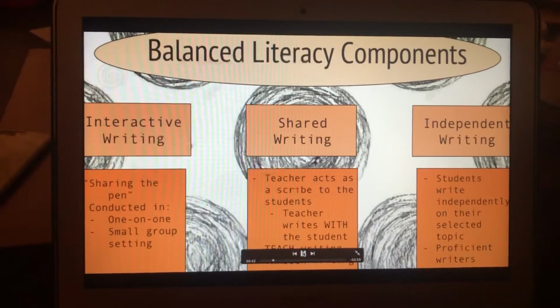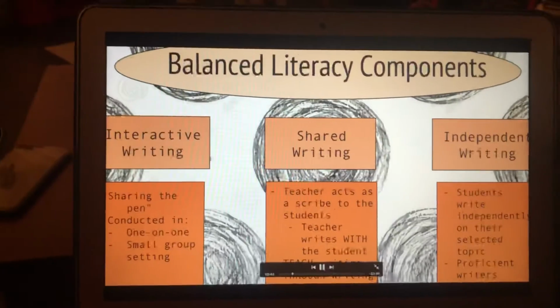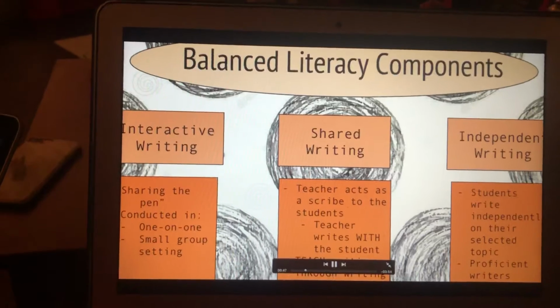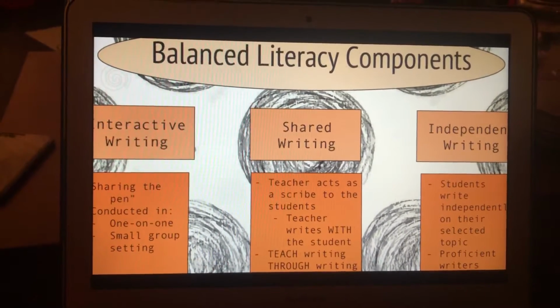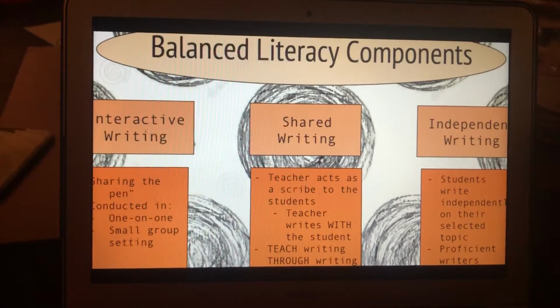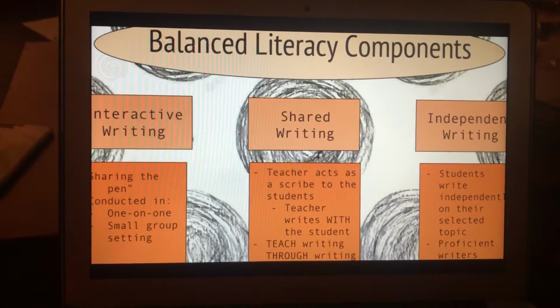I remember this in an example in my elementary school this past semester. We participated in all of these types of writings, and I got to share the pen, work with the teacher, and work individually, the same as those elementary school students.